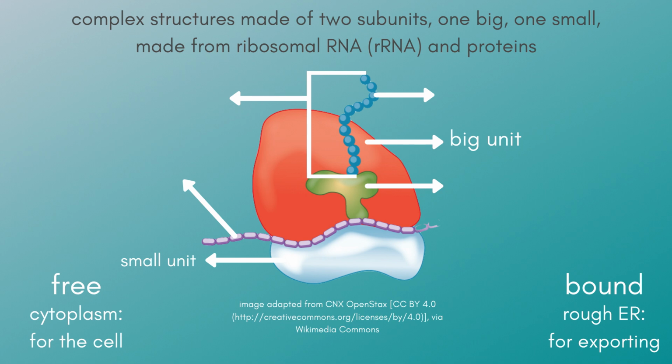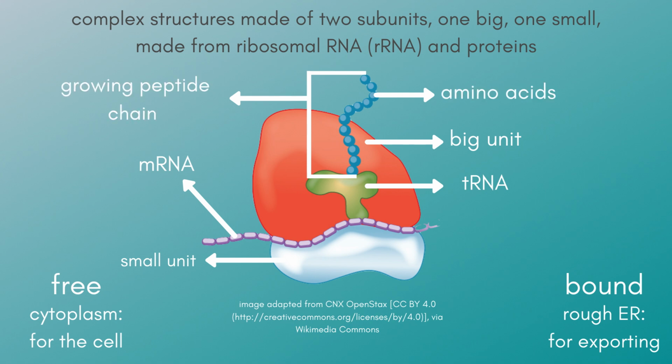This chain you see is mRNA, and this green substance is tRNA, and the blue dots would be the amino acids being strung into a growing peptide chain, or essentially a protein.